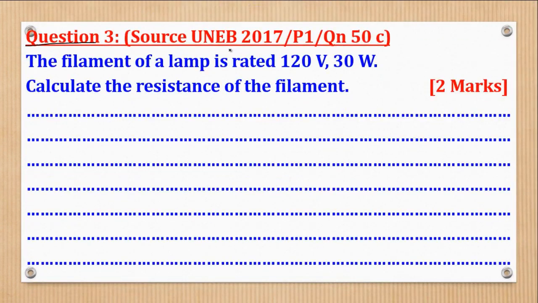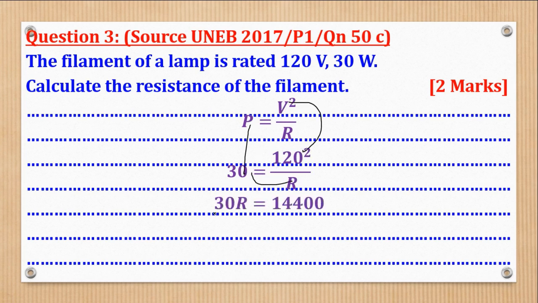Then question 3 came from UNEB 2017 paper 1 question 50c, and it says the filament of a lamp is rated 120 volt 30 watts. Calculate the resistance of the filament. So we know that P is equal to V squared over R. Come and substitute for P and for V. Then cross multiply, take this one this side to come up with 30R. This one squared gives you 14400. That means that when I make R the subject, I'll come up with 480 ohms. And that's what they wanted.